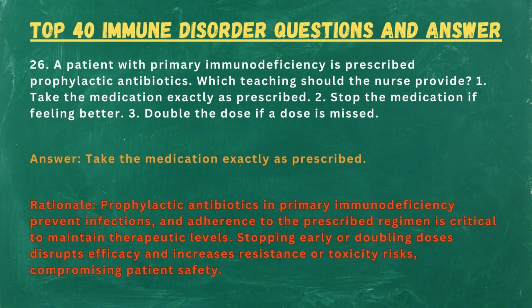26. A patient with primary immunodeficiency is prescribed prophylactic antibiotics. Which teaching should the nurse provide? 1. Take the medication exactly as prescribed. 2. Stop the medication if feeling better. 3. Double the dose if a dose is missed. Answer: take the medication exactly as prescribed. Rationale: prophylactic antibiotics in primary immunodeficiency prevent infections, and adherence to the prescribed regimen is critical to maintain therapeutic levels. Stopping early or doubling doses disrupts efficacy and increases resistance or toxicity risks, compromising patient safety.